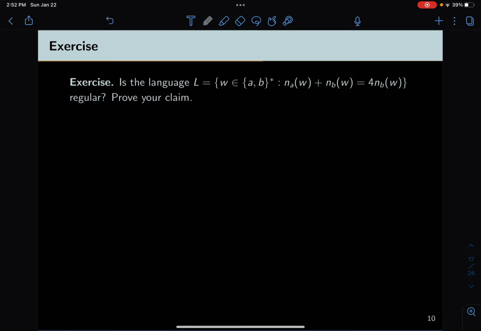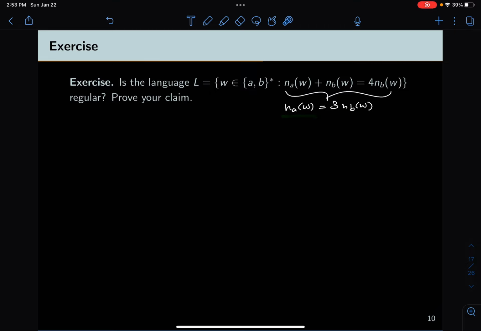Well, for determining whether this language is regular or not, what you kind of need to notice, and this is slightly tricky maybe, is that this can be rewritten in a different form. It can be rewritten as NA, so the number of A's in W, is equal to 3 times the number of B's in W.